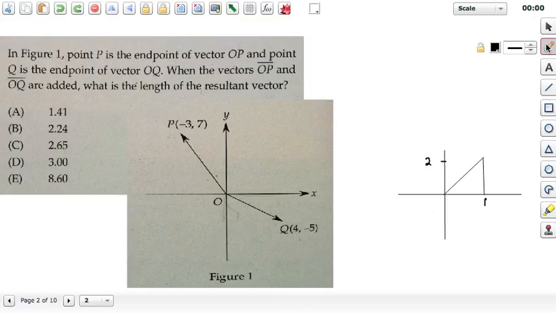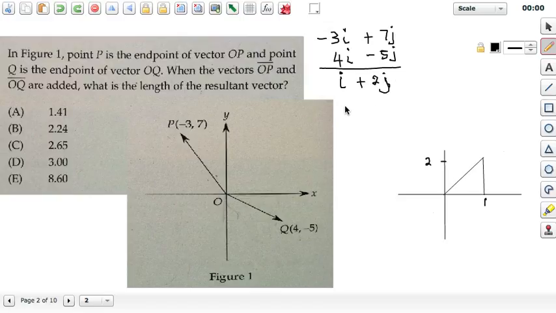So to add the vectors, you might remember this from the vector video. That's vector 3i plus 7j, and that's the vector OP, added to vector OQ, which is 4i minus 5j. And simply add this, and you get i plus 2j. So your resultant vector point is 1, 2. And this is the point 1, 2.